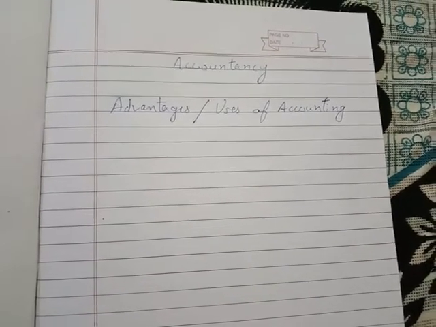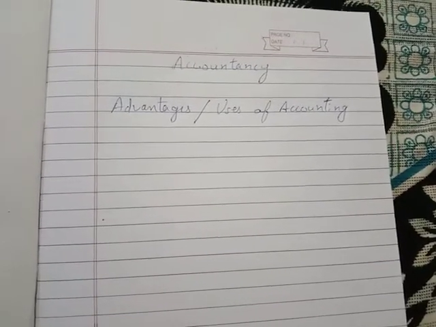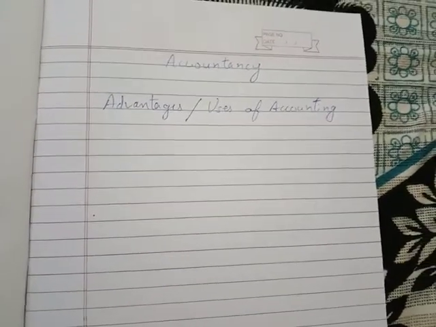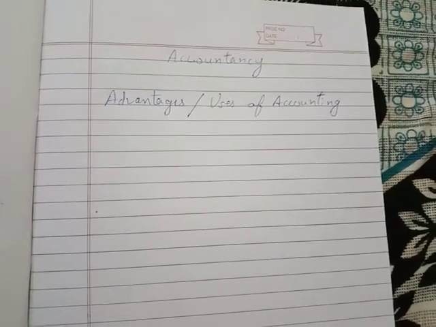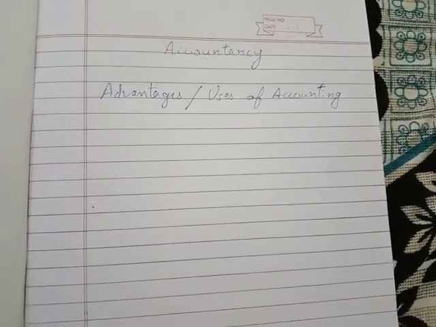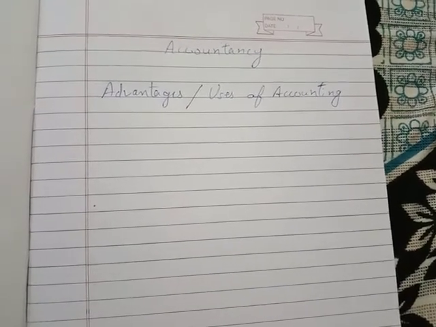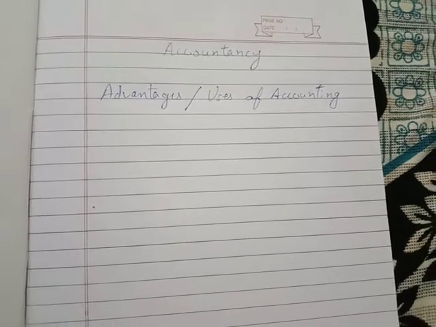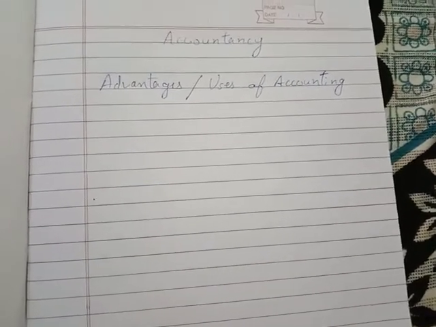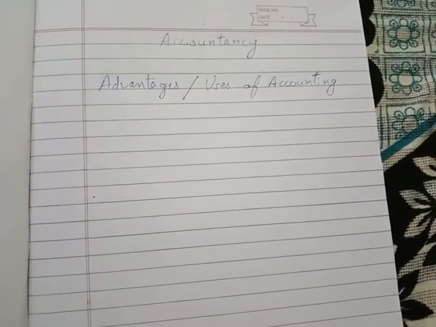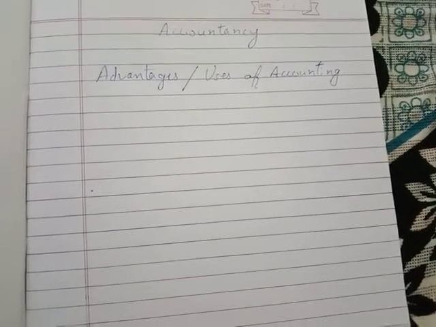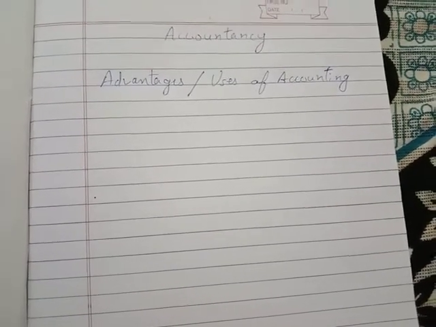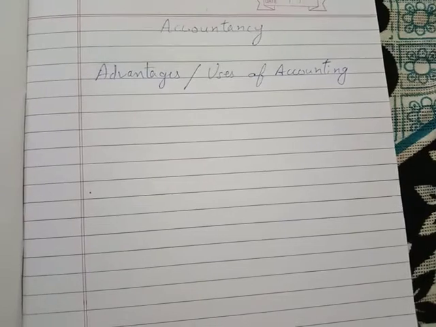Next point, that is the third point, is information regarding the profit or loss. With the help of accounting, we are able to find out the exact profit or loss of the business, as we know that at the end of the year, with accounting records, we prepare the profit and loss account and trading account. And from that profit and loss account, we are able to know the exact profit or loss of the business. So accounting is helpful in ascertaining the profit or loss of the business.